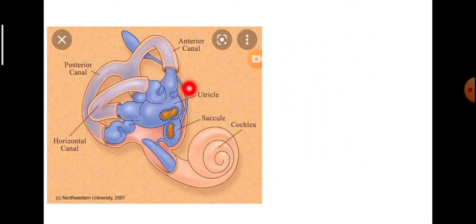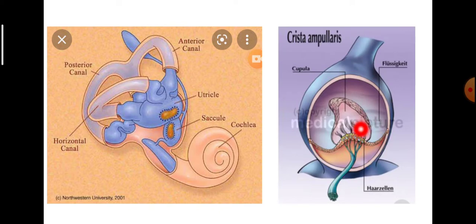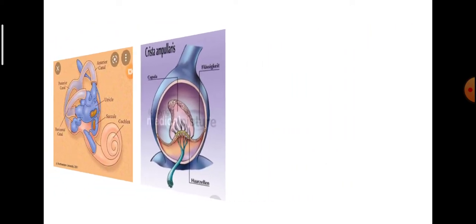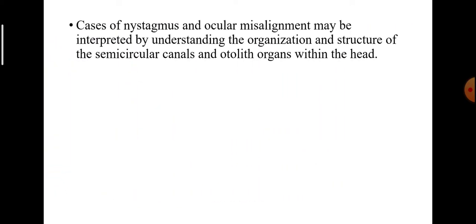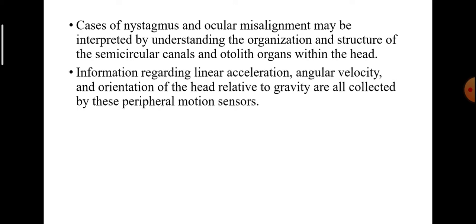This is the ampulla at the end of each canal, and within the ampulla are the hair cells located in a gelatinous structure. Cases of nystagmus and ocular misalignment may be interpreted by understanding the organization and structure of the semicircular canals and otolith organs within the head.